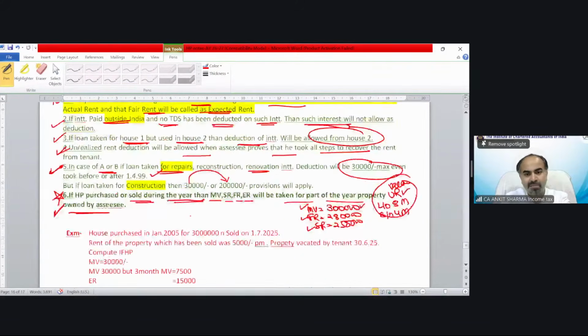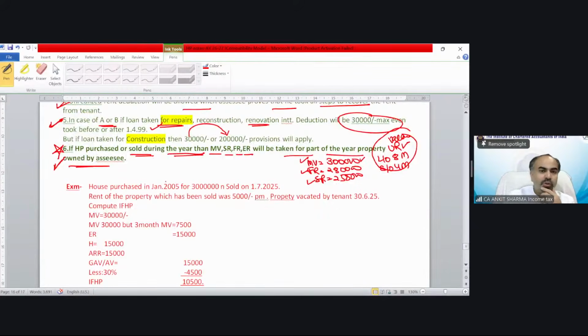As an example, house purchased in January 25. So you purchase a property in January 25 and sold it in July. So for previous year 25-26, only April, May, June, you were the owner of that property for 3 months. Purchased in January, for previous year 25-26, starting from 1st April 25.